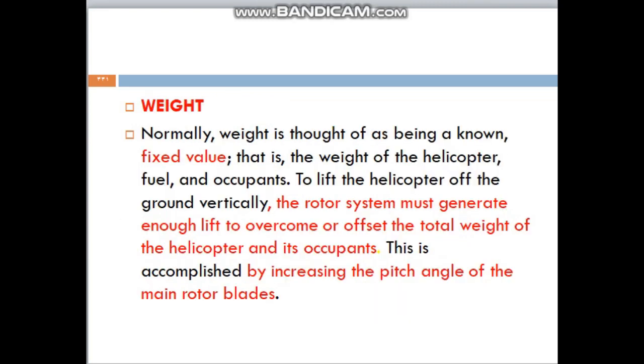Weight. Normally, weight is thought of as being a non-fixed value. That is the weight of the helicopter, fuel, and occupants. To lift the helicopter off the ground vertically, the rotor system must generate enough lift to overcome or offset the total weight of the helicopter and its occupants. This is accomplished by increasing the pitch angle of the main rotor blades.